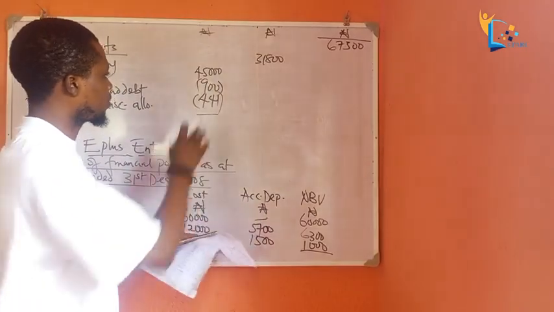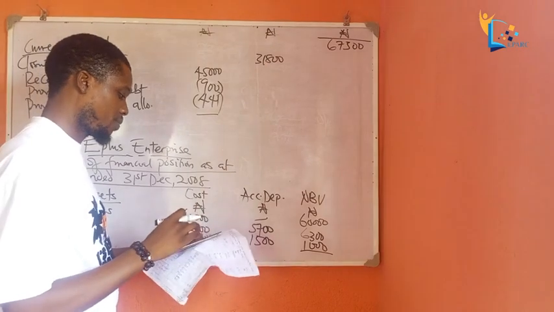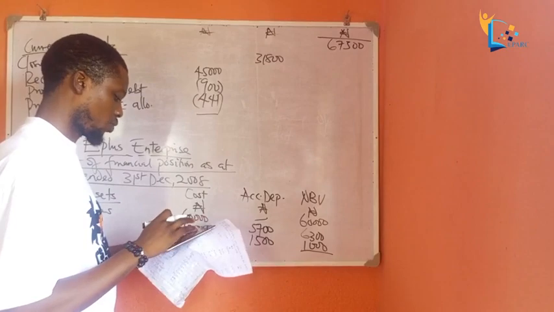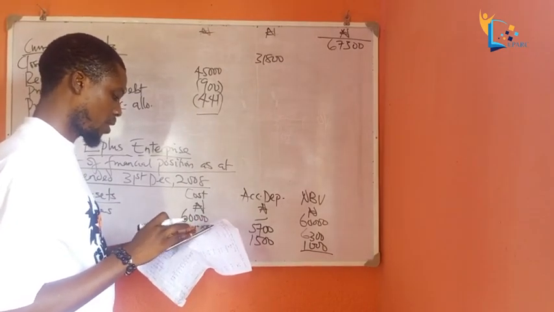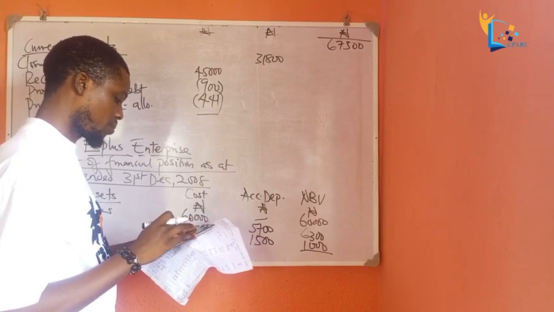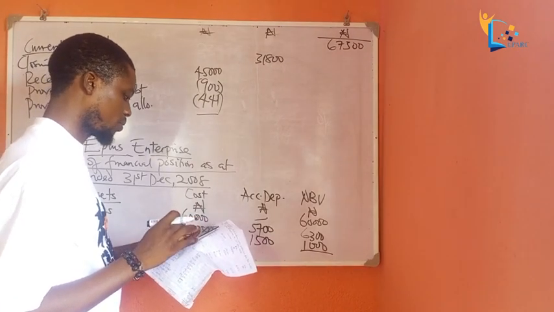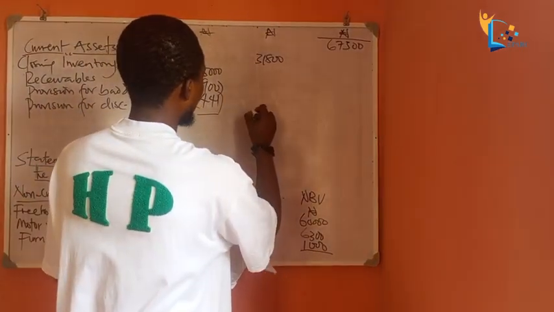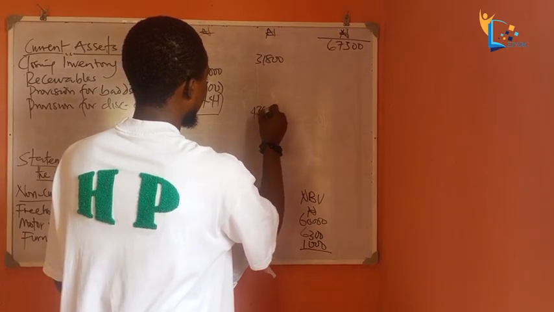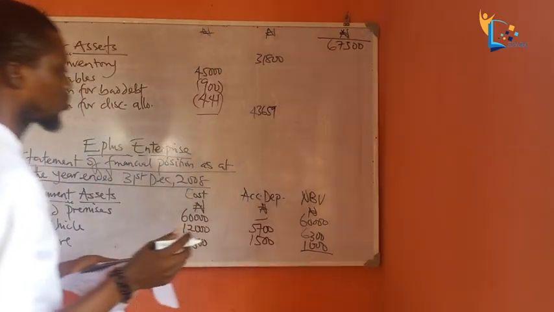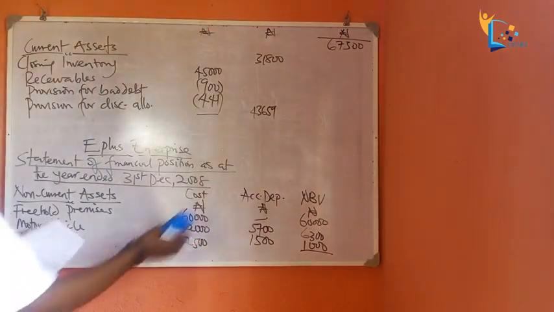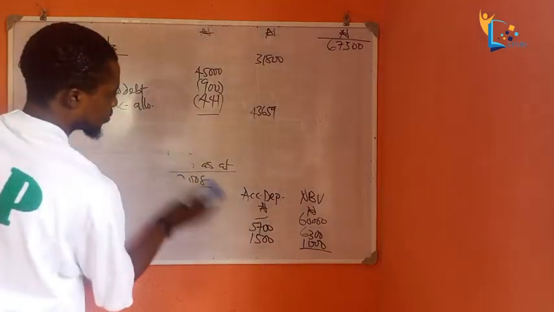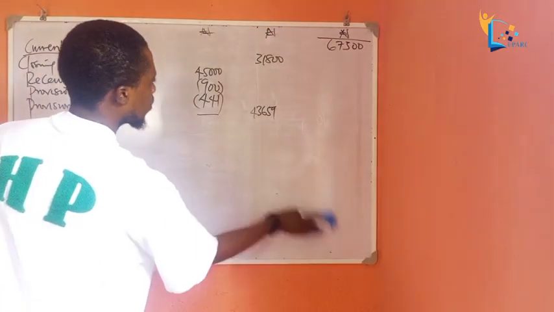Let's do the calculation. Let's deduct this and this from this to give us our net debtors. So we have 45,000 minus 900 minus 441, which is 43,659. Are we together? Okay, permit me to wipe this off. All right, so let's continue.